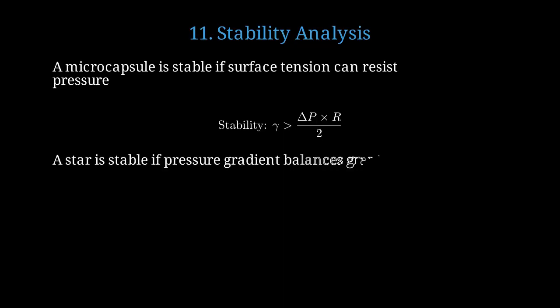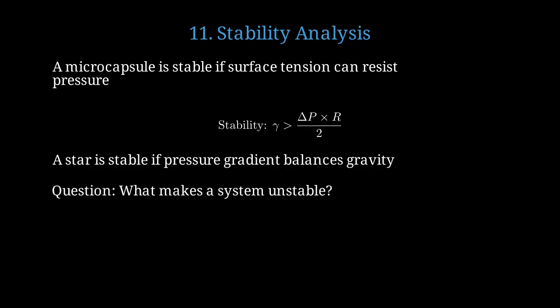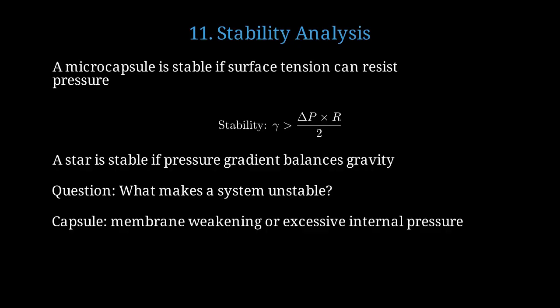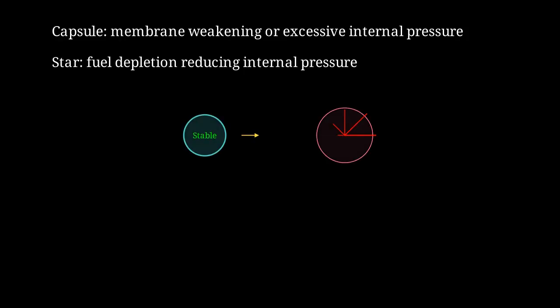A star is stable when the pressure gradient at each point exactly balances the gravitational force. What physical changes can make either system become unstable? For capsules, instability occurs when the membrane weakens or internal pressure becomes too high. For stars, instability occurs when nuclear fuel depletes, reducing internal pressure and allowing gravitational collapse. The transition from stable to unstable involves crossing a critical threshold where restoring forces can no longer maintain equilibrium.